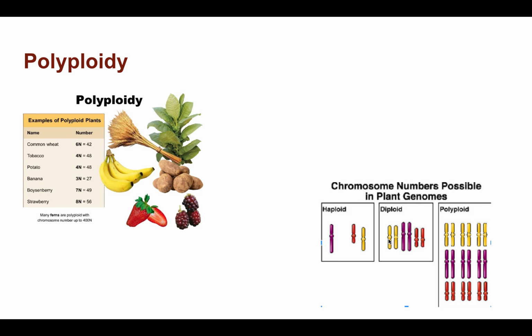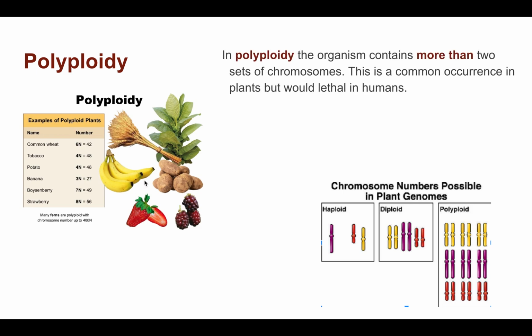Polyploidy means instead of having 2 of every chromosome, so in a haploid there's 1 of every chromosome, in a diploid there's 2 of every chromosome. In polyploidy there can be 3 sets or 4 sets or 5 sets or 6 sets, and it's quite common in plants. Right? Polyploidy, the organism's got more than 2 sets of chromosomes. It's advantageous in plants because it can lead to bigger fruit.